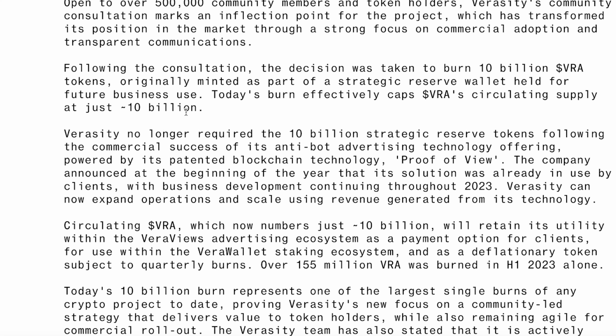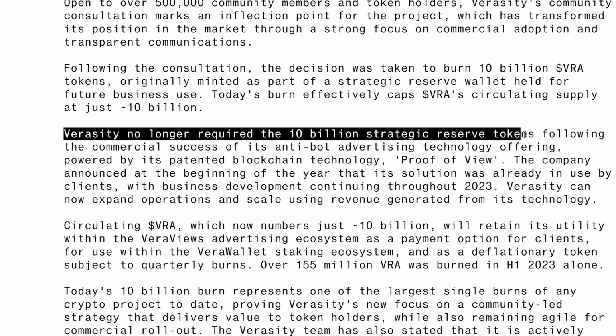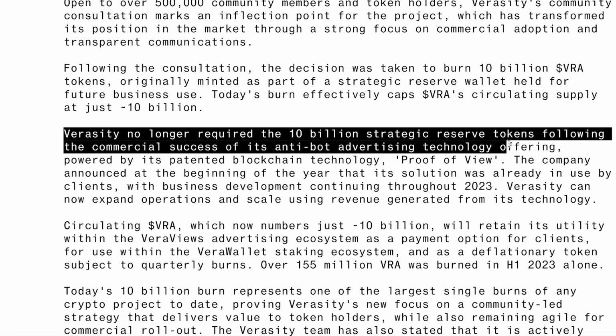However, what Verasity said in the Bloomberg article is that they burn 50% of the maximum supply following landmark community consultation. However, the most important part, why they burn it, is because Verasity no longer required the 10 billion strategic reserve tokens following the commercial success of its anti-bot advertising technology offering. Now, this is what I want to see on every project, okay? That, hey guys, we just burned our reserve tokens which we wanted to spend on marketing and other things because we don't need it anymore, because we are generating revenue. Okay, that is what I want to see.